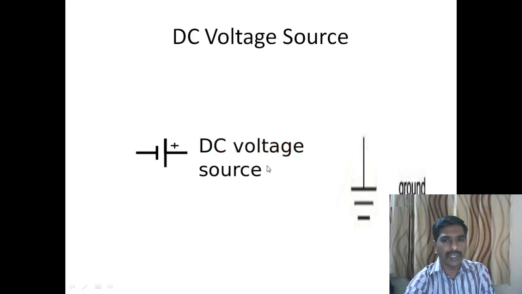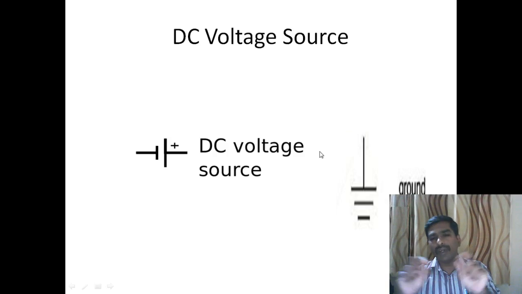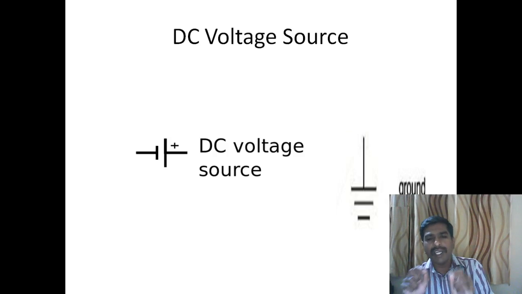This is a DC voltage source, and this is a ground point. If all the circuit's negative points are connected to one common negative, then that common negative is called ground. This is the ground point. The symbol used for ground is three horizontal lines.